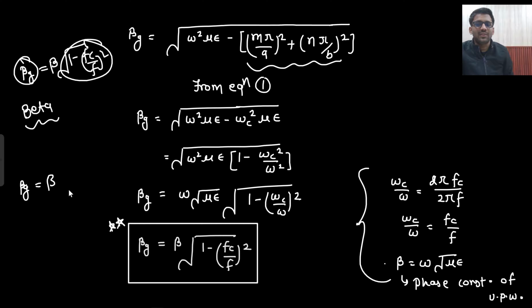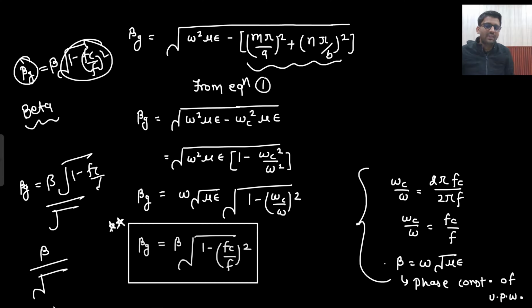Beta has to stand by his father. So here 1 minus fc by f will come. It will not come downward. The confusion will be whether the square root will come here or here. So it has to stand by him. That's why beta under root 1 minus fc by f whole square.